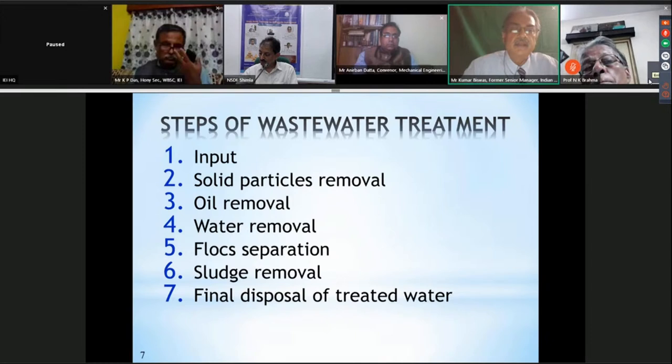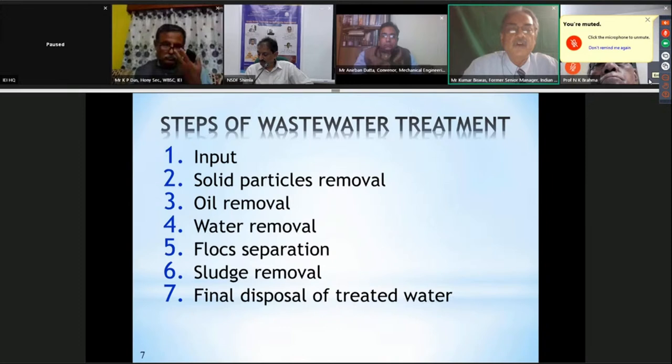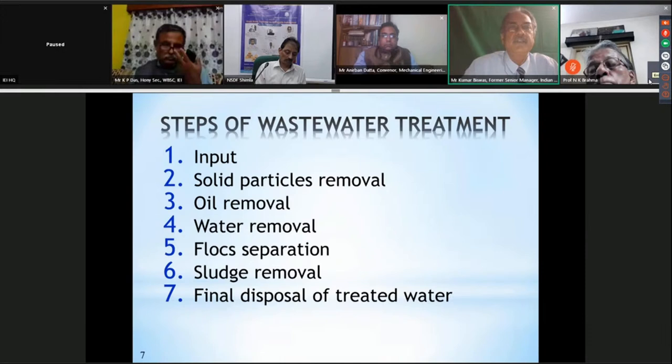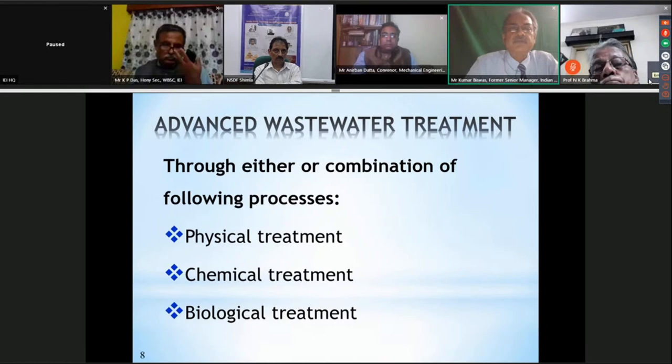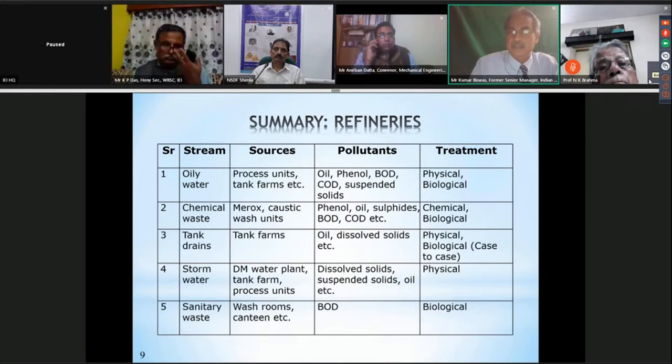But in this process, we generate a lot of flocks and sludge where we use precipitant. So there are standard procedures also for this flock separation and disposal. Sludge also is separated, dehydrated, and either incinerated or disposed of through a proper standard way. So in this wastewater treatment, we were talking about the advanced treatment. There can be either one or a combination of the following three processes: physical treatment, chemical treatment, and biological treatment. All these systems will be discussed, I presume, in the technical segment of this webinar.